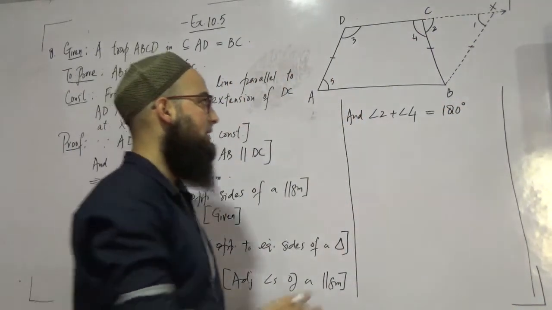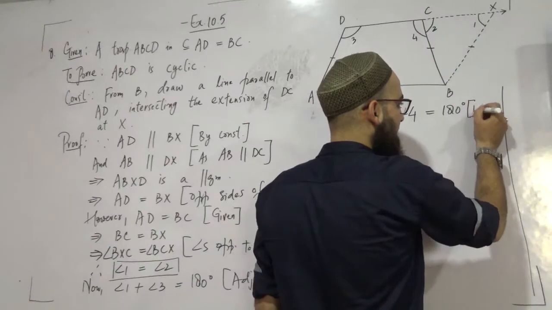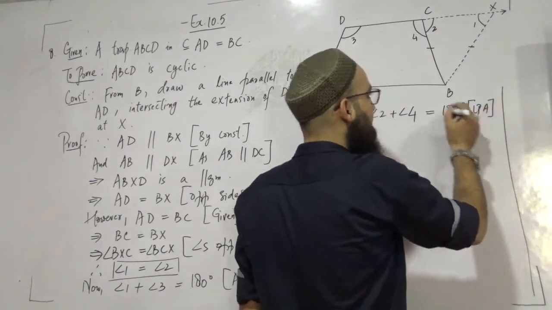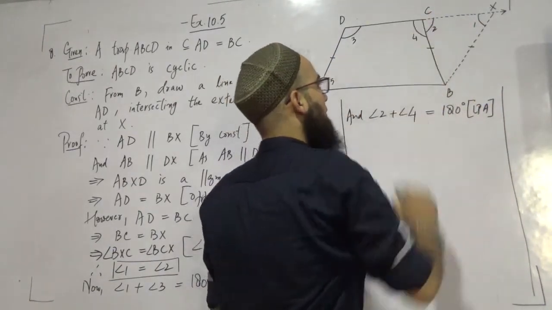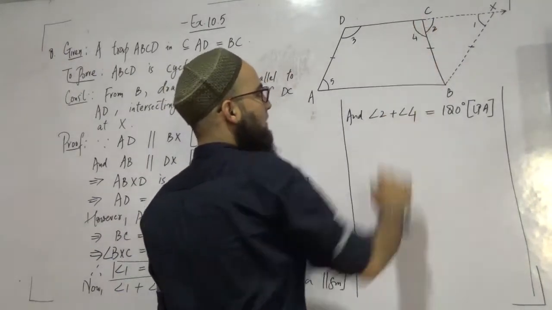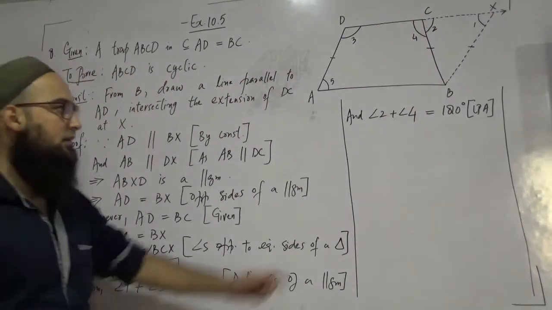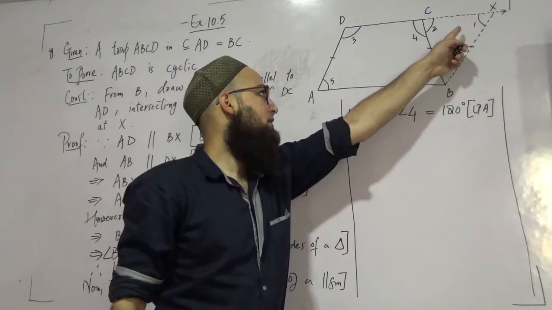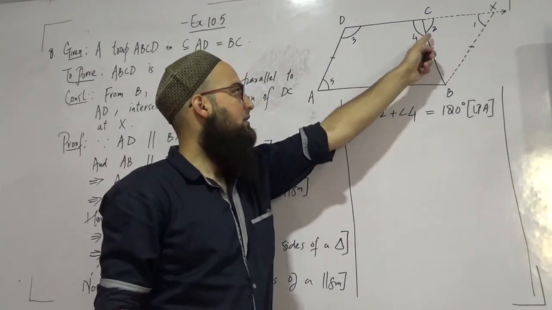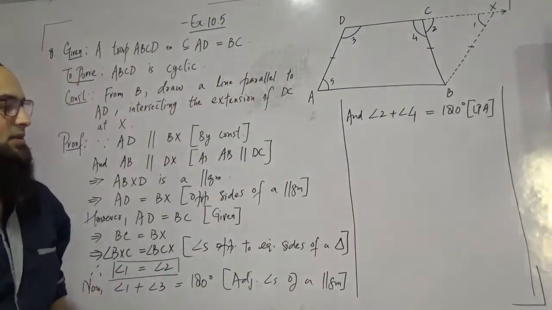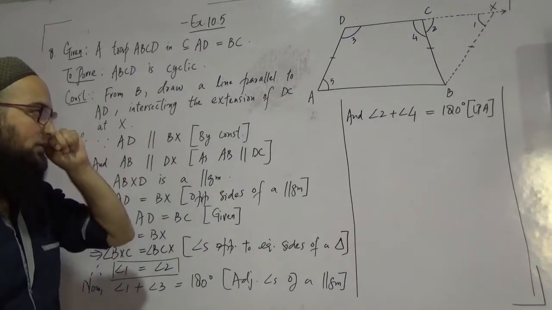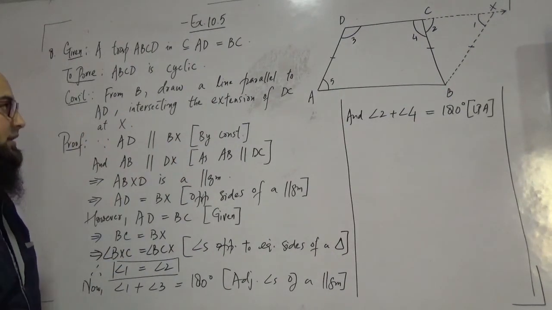Why? It's the linear pair axiom, LPA. A ray intersects a straight line, and the angles so formed are supplementary. That's called the linear pair axiom. So angle 2 plus angle 4 is also 180 degrees.